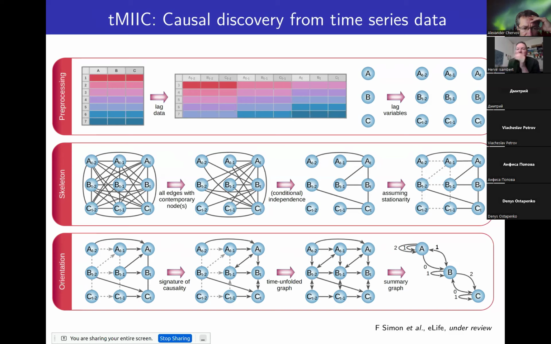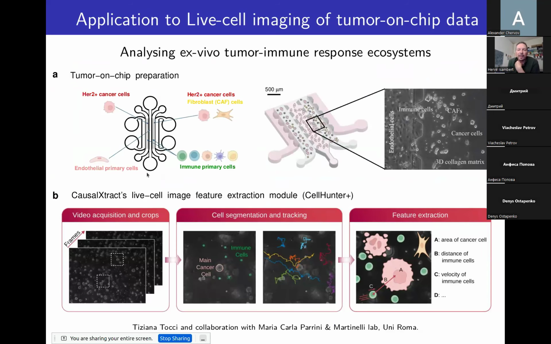So we've adapted our methods to learn this graph based on temporal time series data. I won't go into the details here, but the idea is to apply it to time series data. We've applied it to essentially movies, so video images, and we've used it to analyze time-lapse images of live cells, which here correspond to a tumor microenvironment that is reconstructed ex vivo.